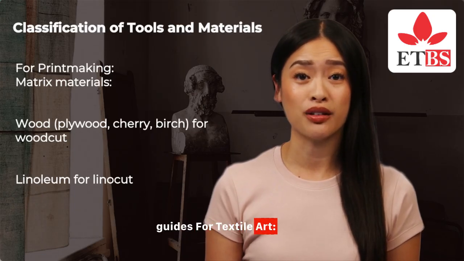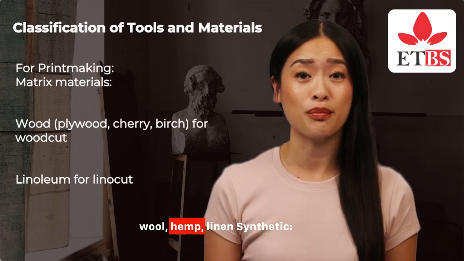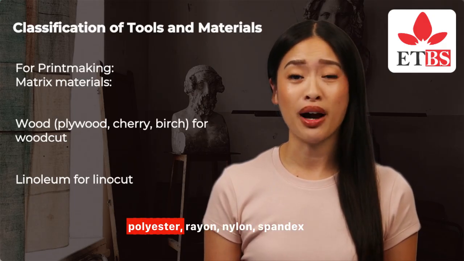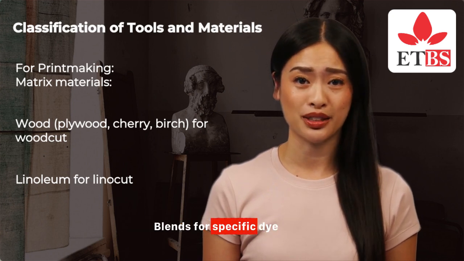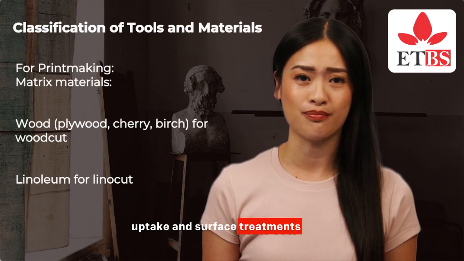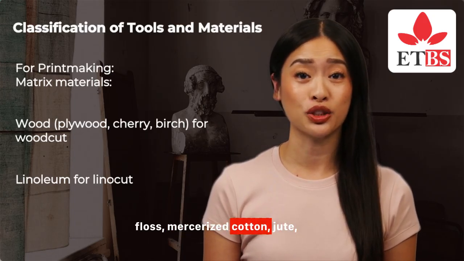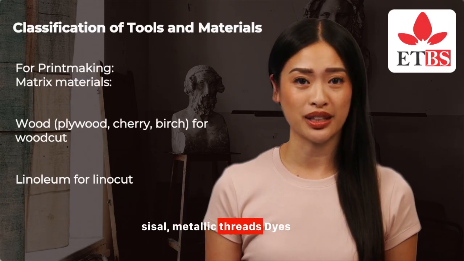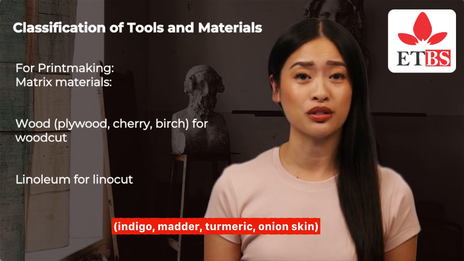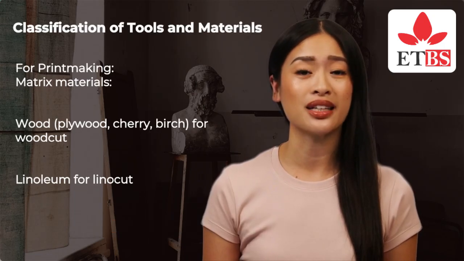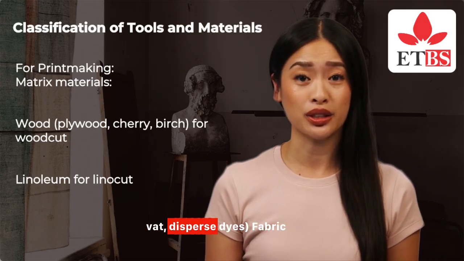For textile art, fabrics: natural, cotton, silk, wool, hemp, linen; synthetic, polyester, rayon, nylon, spandex. Blends for specific dye uptake and surface treatments. Threads and yarns: embroidery floss, mercerized cotton, jute, sisal, metallic threads. Dyes and pigments: natural dyes, indigo, madder, turmeric, onion skin. Synthetic dyes: reactive, acid, vat, disperse dyes.